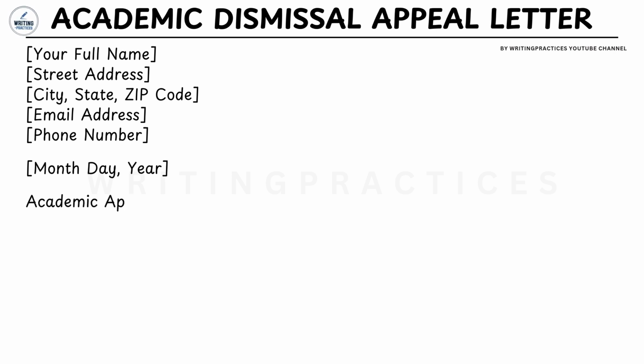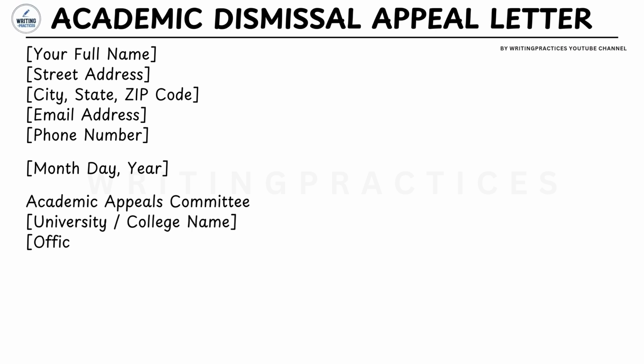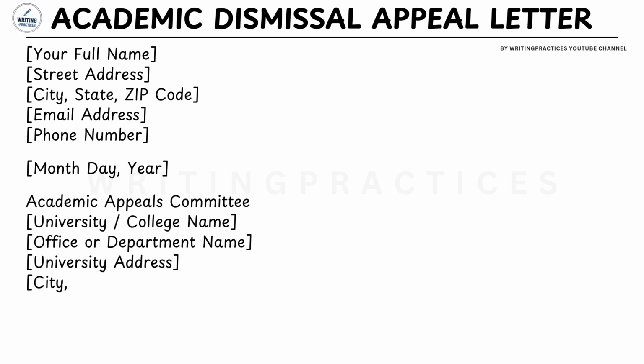Recipient information. This section identifies the academic office reviewing your appeal. For example, Academic Appeals Committee, Greenwood State University, Office of Academic Affairs, 100 University Plaza, Chicago, Illinois 60611. This ensures your appeal reaches the correct department. Verify the correct committee or office name before submitting your letter.